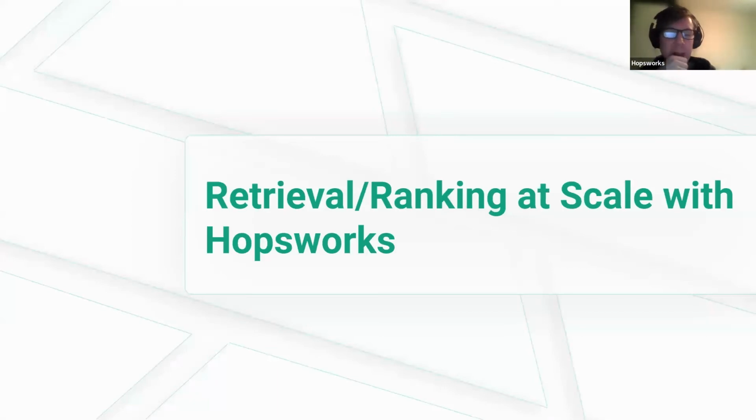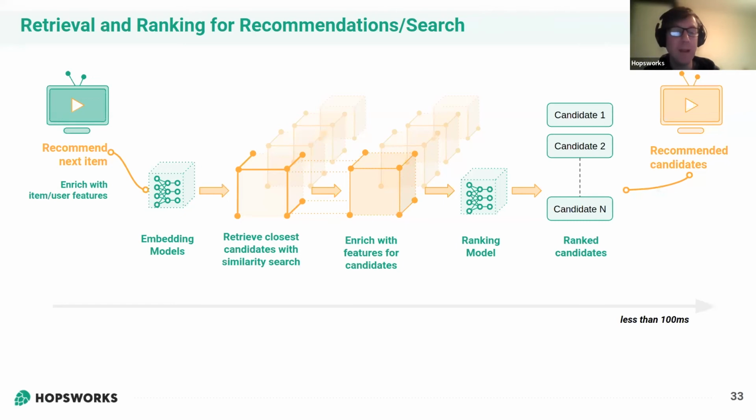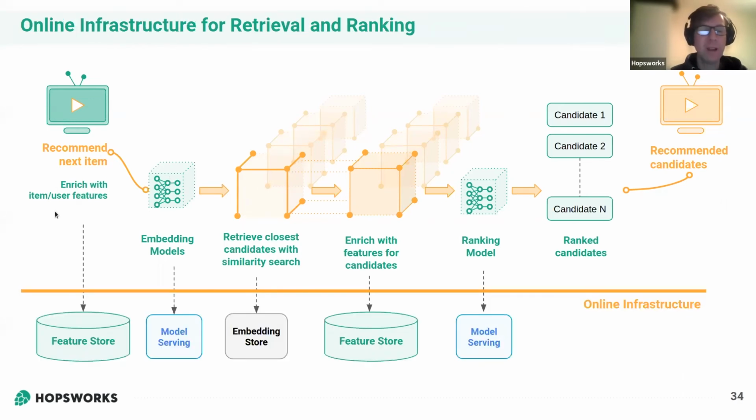So let's have a quick look at how we implement this kind of architecture in Hopsworks. Hopsworks is an open source platform. All of this is open source. It's also a managed platform on AWS and Azure and soon GCP. If we look at the online infrastructure that we need for retrieval and ranking for personalized recommendation, if somebody is watching a movie and we want to recommend the next item, firstly, we'll take as input the movie the person is watching, and we'll then get their history and the context and so on, and we'll run it through our user query embedding model. And then we'll go to the ANN index.